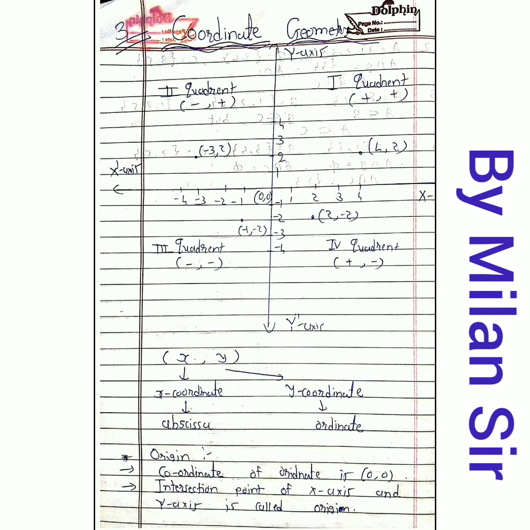In this video, I will explain the theory part of chapter number 3. Our chapter number 3 is coordinate geometry. Now, coordinate geometry means what?